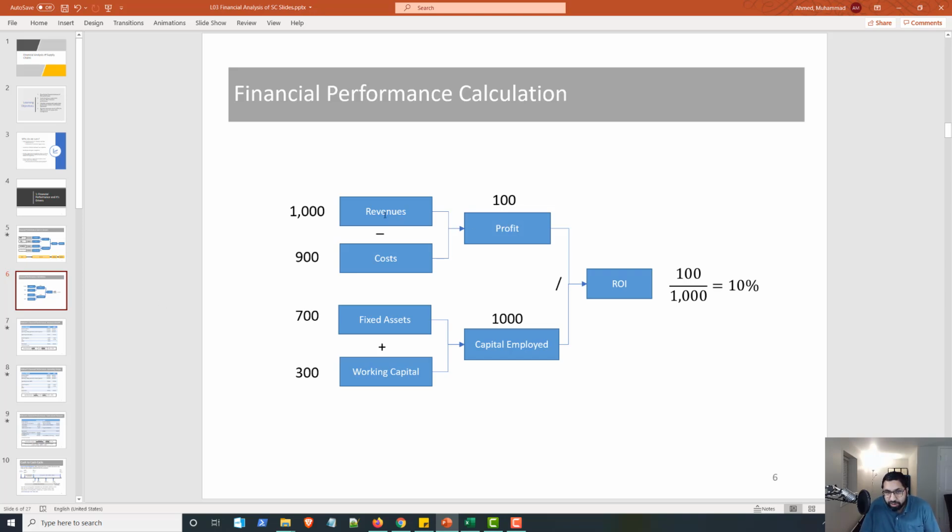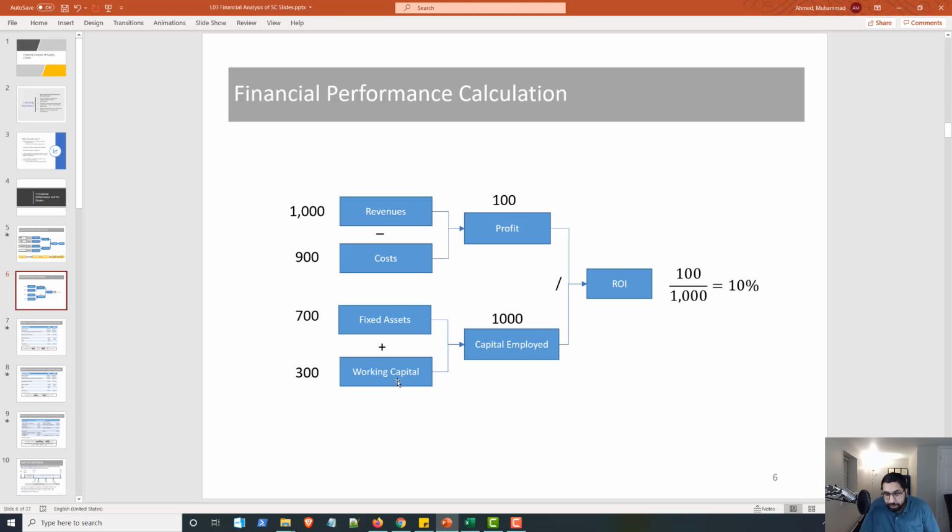So to get profit from revenues and costs, we always subtract costs from revenue. So if a company has 1,000 revenue, could be 1,000 millions, the units could be millions of dollars. So 1,000 in revenues, 900 in costs, the profit will be 1,000 minus 900 to get a profit of 100. So revenues and costs are related by a subtraction. The costs have to be subtracted.